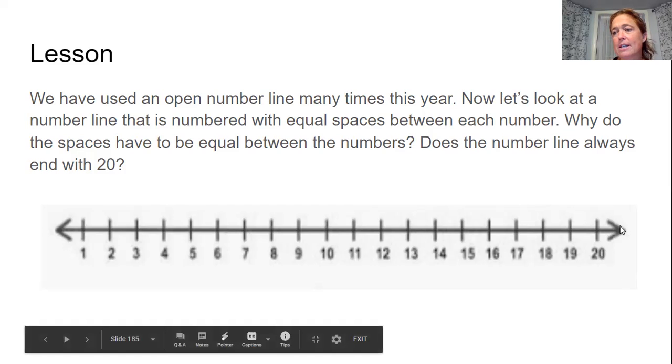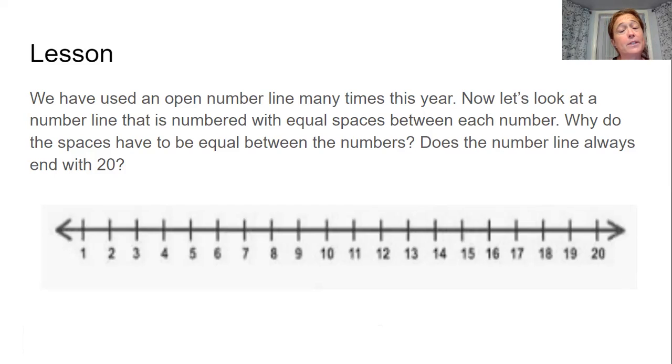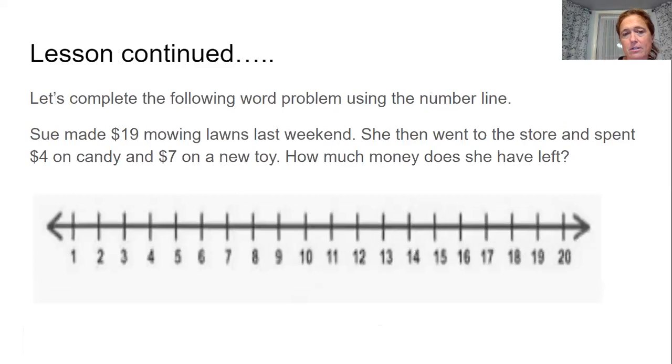Does the number line always end with 20? No. As you can see, there's an arrow at the end, and that means that your number line can continue on. So you might have a number line that starts at 1 and goes to 100. You might have one that starts at 1 and goes to 10. Your number line can end wherever you need it to. All right. Let's complete the following word problem using the number line.